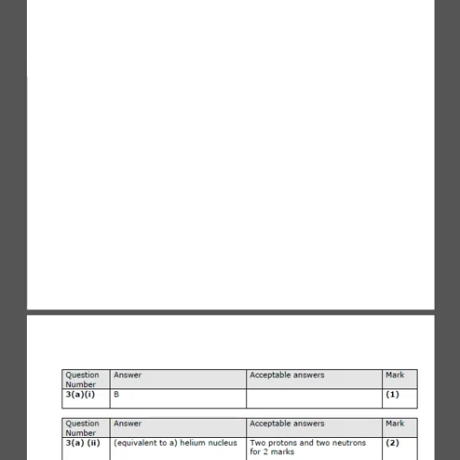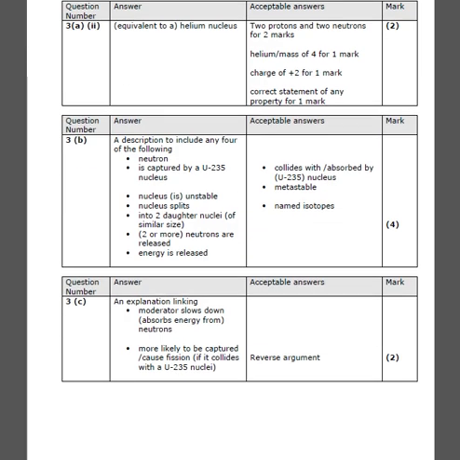So let's just scroll down to the right place. So here we are then. So it's question 3b. So neutron is captured by a U-235 nucleus. Nucleus is unstable. Nucleus splits into 2 daughter nuclei. 2 or more neutrons are released. Oh, and we could also say energy is released. But as long as we've got any 4 of those, then we're doing fine with that question.